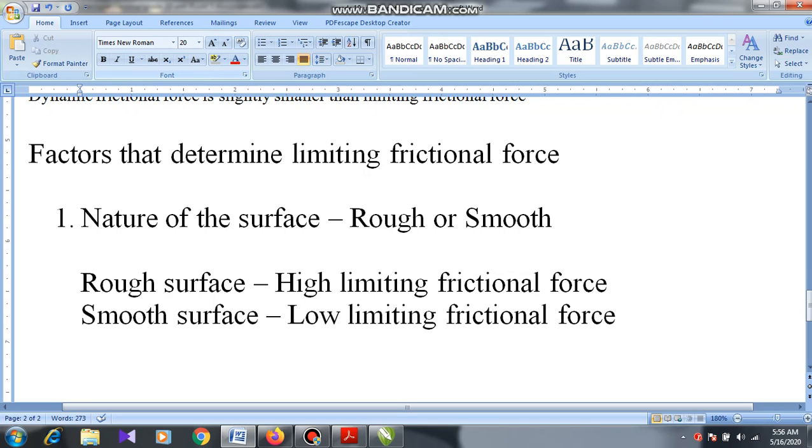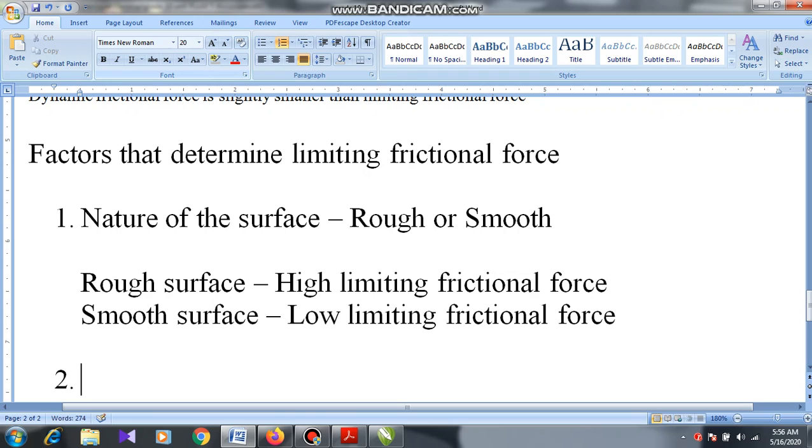Rough surfaces are more recommended for the tiles in the washing room. But in other places where water is not frequently available, you can go for smooth surfaces with no problem. They have low friction. Low friction means low limiting frictional force. That is one factor that decides the limiting frictional force, the nature of the surface.